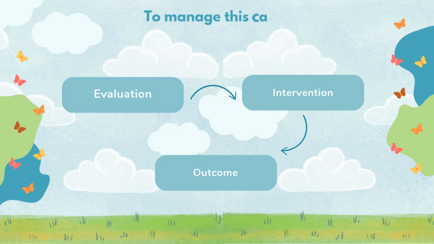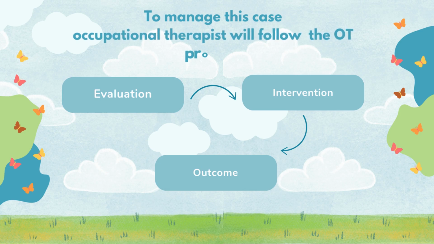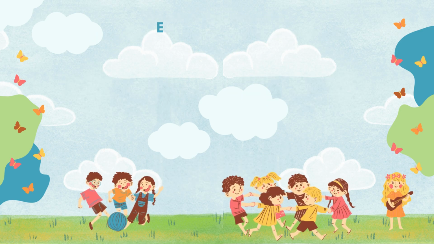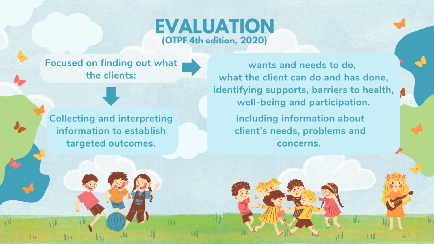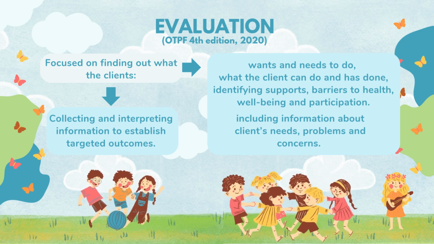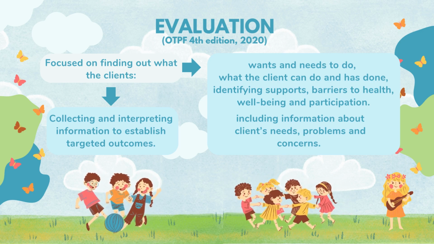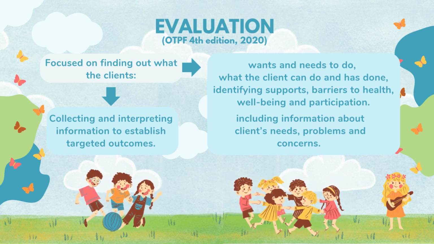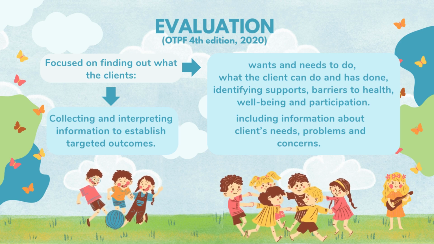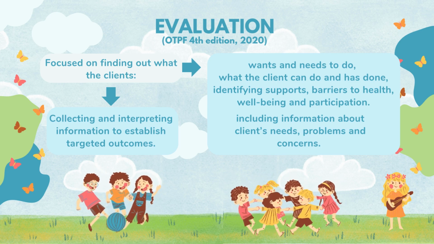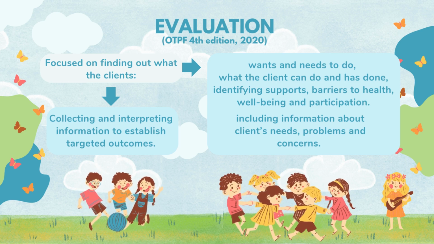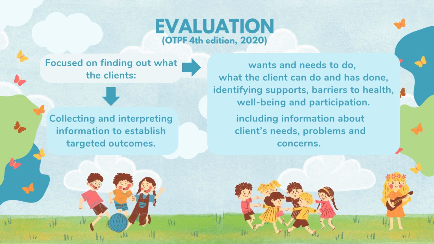To manage this case, occupational therapists will follow the OT process, which includes evaluation, intervention, and the outcome. Evaluation is done by collecting and interpreting information to establish targeted outcomes. Evaluation is focused on finding out what the client wants and needs to do, identifying supports and barriers to health, and client's participation. Evaluation includes new information about clients' needs, problems, and concerns.